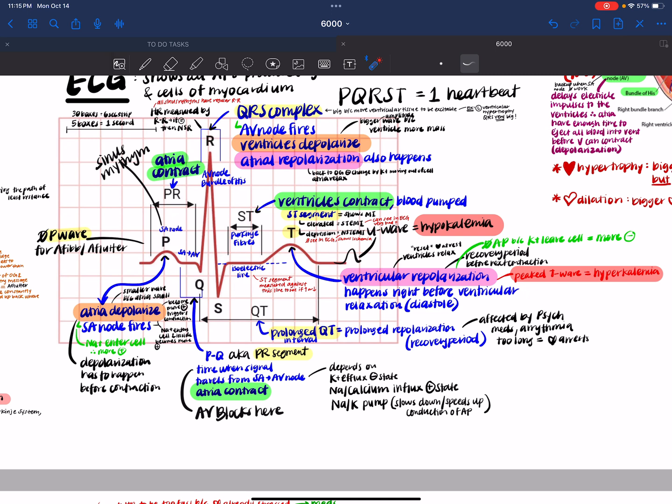So T wave is when ventricles repolarize. P is when atria depolarize; the SA node fired. QRS is when ventricles are depolarizing, atria repolarize, and the AV node is firing. And then the ST is no big deal, but it shows heart attacks. And then the T wave shows the ventricles are repolarizing. It happens right before ventricular relaxation. PR shows the atrial contraction. If you have a lengthening PR, that's a problem for blocks. AV blocks are more so the PR. PR is here, which is really called a PQ.